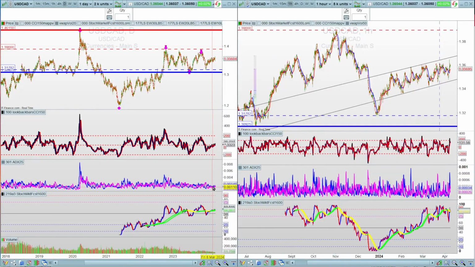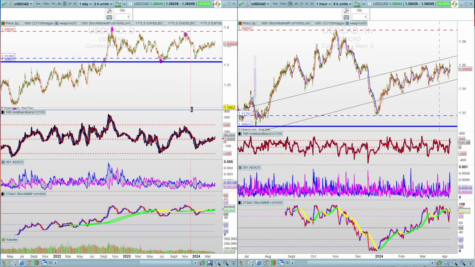Next, the US Canadian dollar. Again, zooming out on both the daily and the hourly. They're both above the 50 level on the stochastic market forecast. This one is more in the overbought territory. You can see that it's currently trending in that band between those ascending diagonal trend lines.